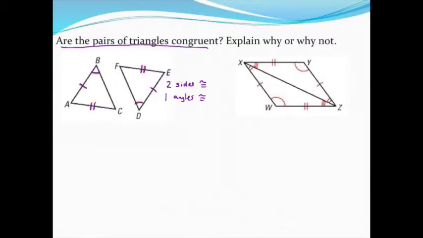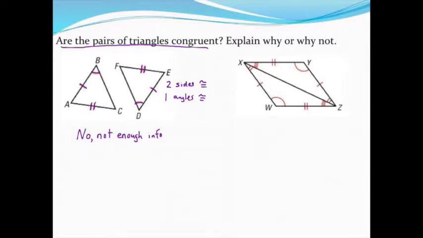So do I have enough to prove that these 2 triangles are congruent to each other? At this point, no, I don't. And as far as my explanation goes, I'm just going to say there's not enough info. And if I want to be even more specific, maybe I'll say no, there's not enough information. I only know 2 sides and 1 angle, and I need to know all 3 sides and all 3 angles. So I cannot prove at this point that these 2 triangles are congruent. It turns out that they're not congruent, which we'll take a look at later when we learn some shortcuts. But no, they're not congruent, there's not enough information.